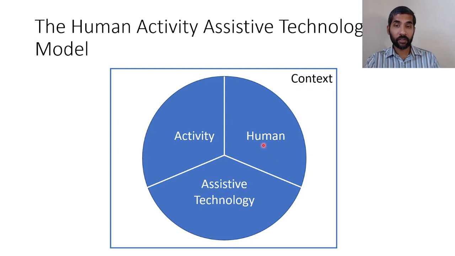And having understood the human aspect of the problem and the activity aspect of the problem, we come to the assistive technology, right? We want to allow this person who has this problem to do this particular activity, and we use assistive technology to help them do that. And all this happens in a context, right? It's not just flying in space, but the people are doing the activity in a specific context. And we'll look at various things about this context.